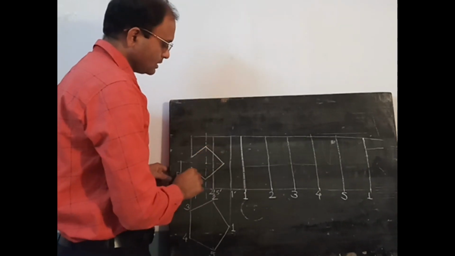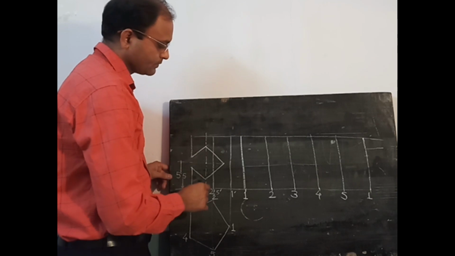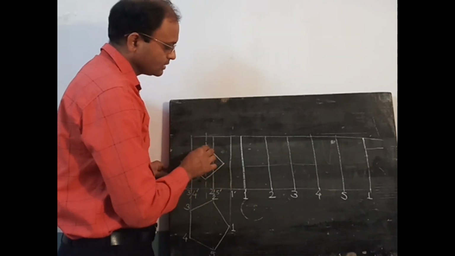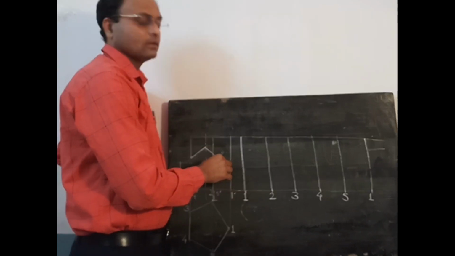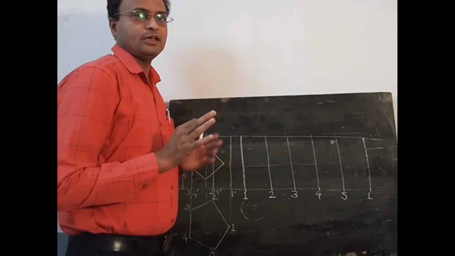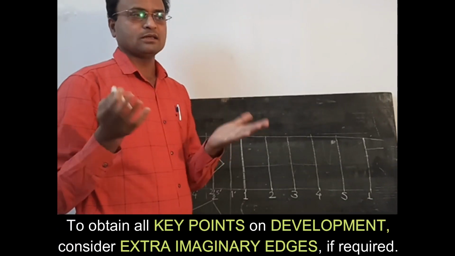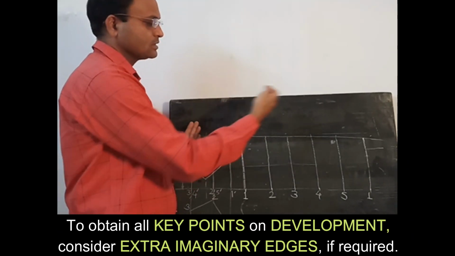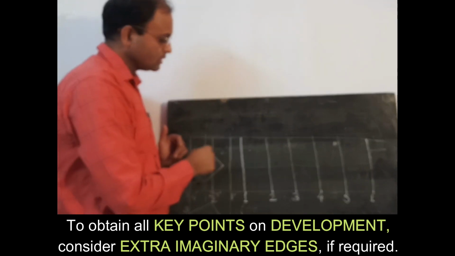Now here we can see this edge is cut. Edges 3 and 4 are cut at these 2 points. Similarly here edges 2 and 5 are cut. But if you observe this point, this point and this point, they are not appearing on any regular edge. In such a case, we have to consider some extra imaginary edges for getting this particular cut surface on the development in a proper way. We need to consider those extra edges.